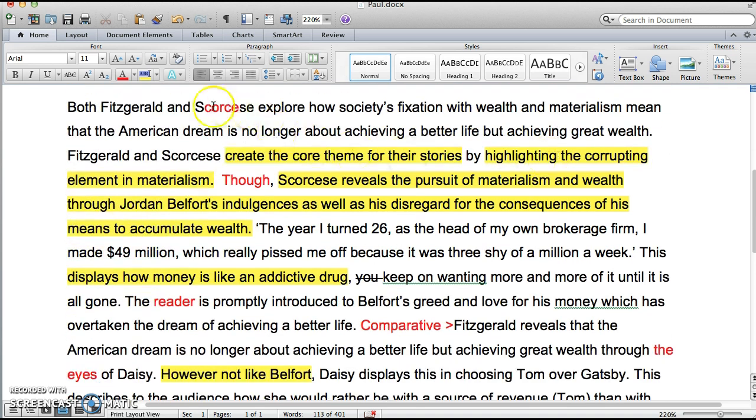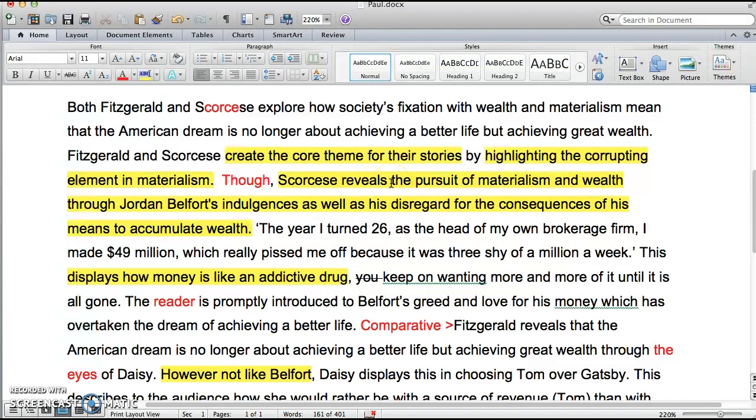Okay, main body paragraph 1. Your topic sentence is fine. Now, then you start getting a bit wordy and your expression is a bit confusing. "Fitzgerald and Scorsese create the core theme for their stories by highlighting the corrupting element in materialism." Now, what do you mean here? I think what you're saying is they further expand their core idea of the corruption of the American dream by highlighting, what did you say? How society's obsession with materialism has overtaken hard work and determination. Have a think about it. Now, "though" is not one of the comparative conjunctions that I put on Sector, so choose a better one.